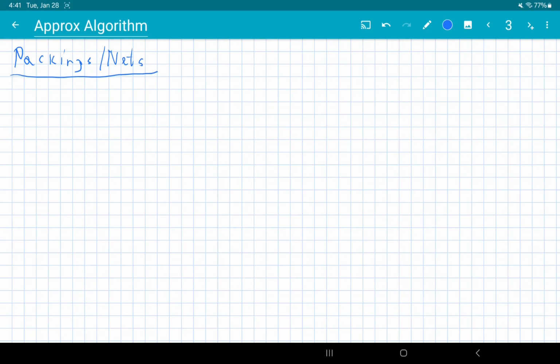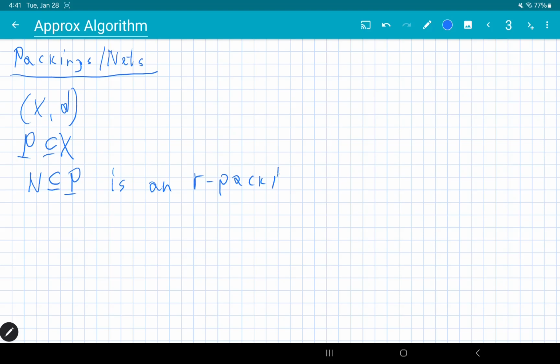Okay, so we're again in a metric space setting. We have a metric space. Again, think about this just as the plane. And I have a subset of the metric space, so some set. For our purposes, usually it would be a set of points. And a subset N of P is an R packing if it has two properties.